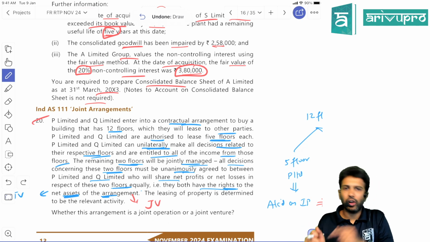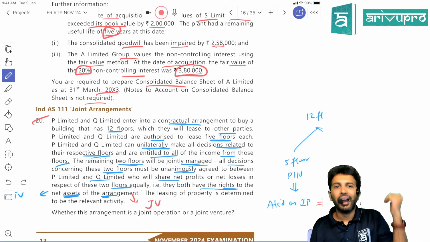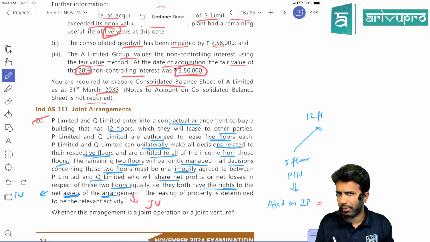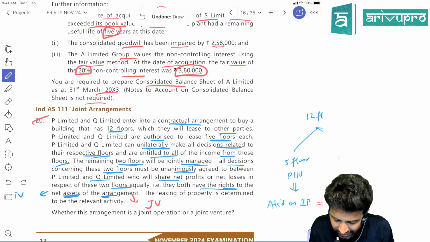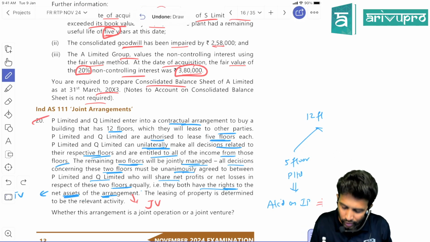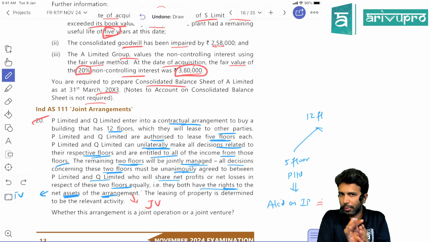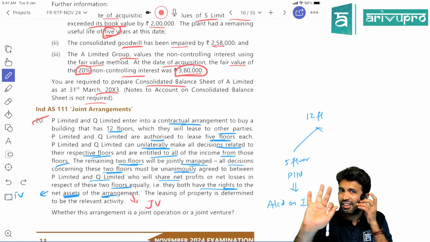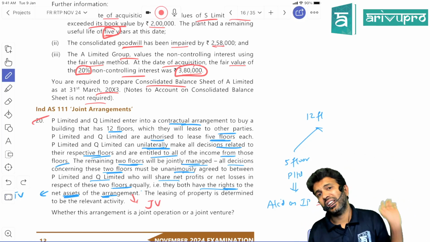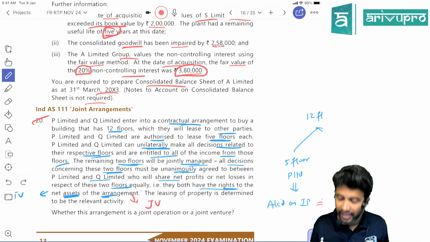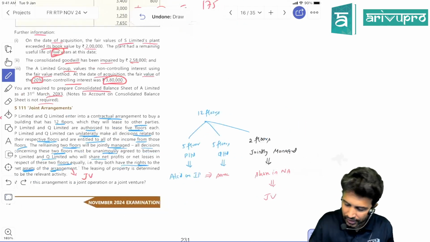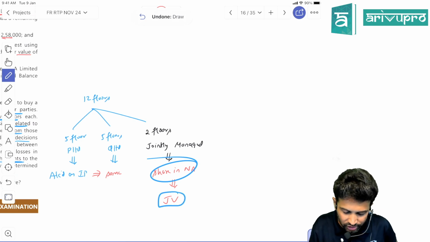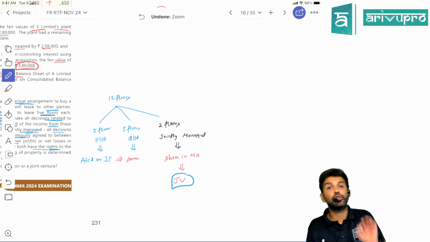In case of a JV, normally we float a new entity, and the parties in the joint venture have a share in the net assets of the entity. Here actually no new entity is formed, but the parties in the contract have a share in net assets. That's the reason this is a joint venture arrangement. In case of joint operation, each party will have a share in their assets. They will not have a share in the net assets. The moment they say the parties in the contract have a share in net assets, it is a feature of joint venture. So this particular 2 floors which is jointly managed, they have a share in net assets.